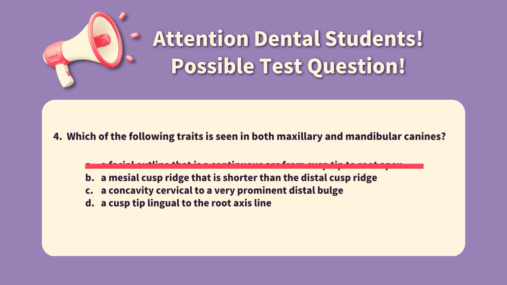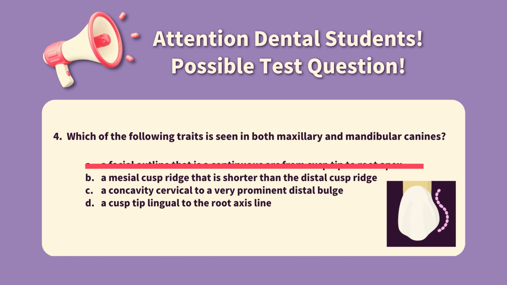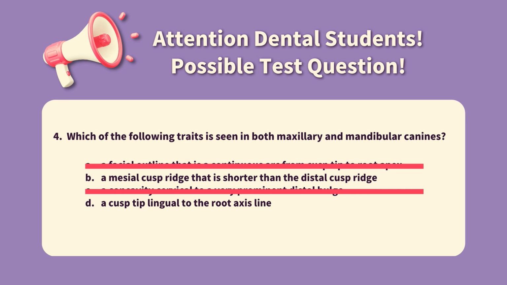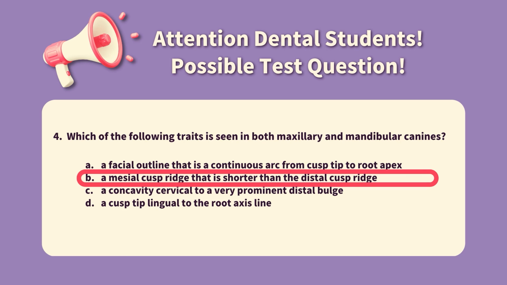C. A concavity cervical to a very prominent distal bulge. That's a trait of the maxillary canine. The maxillary canine has a very prominent distal bulge with a concavity cervical to it, while the mandibular canine's distal contour is not as prominent. D. A cusp tip lingual to the root axis line. That's just the mandibular canine. The maxillary canine would have a cusp tip labial to the root axis line. The correct answer is B.